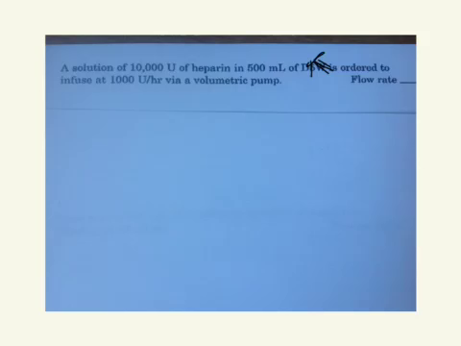But what we do need is the information that we're going to use a flow rate, and that means it's going to be milliliters per hour because it's on a volumetric pump. So what we're first going to do is put milliliters per hour, because that's what we need to end up with when we're done. So we've got 10,000 units, but that's not really the most important thing. We need to find out how many units are in each mil.